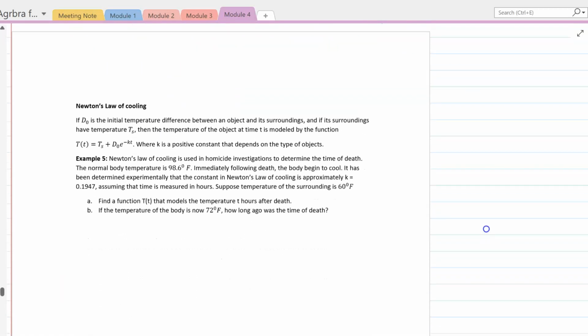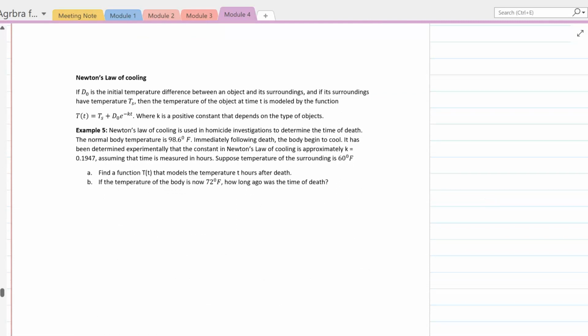Let's talk about Newton's law of cooling. If D0 is the initial temperature difference between an object and its surroundings, and if its surroundings have temperature T sub s, then the temperature of the object at time T is modeled by the given function, where K is a positive constant that depends on the type of object. Newton's law of cooling is used in homicide investigation to determine the time of death.